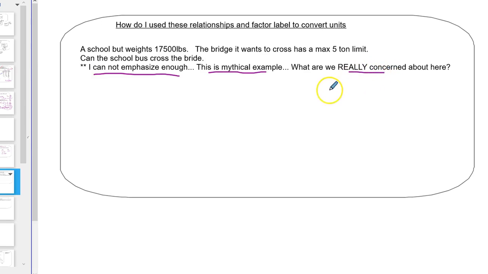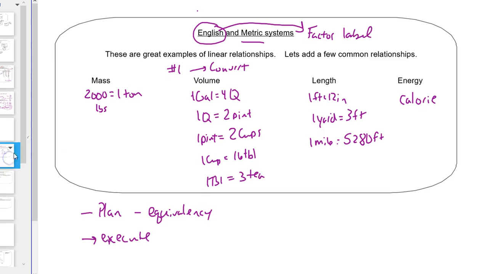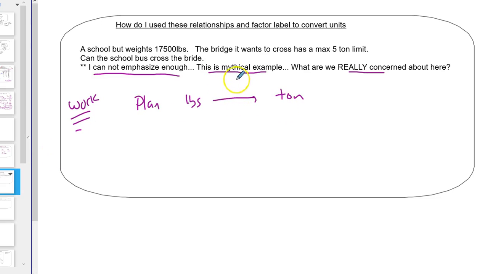In fact, there have been times where we might have a test or a quiz where no answers are allowed, just work. So the work here is what we're really looking for. Alright, so with that being said, let's run it here. We've got 17,500 pounds. I want to get to tons. So here's my plan. The plan can be on paper, it can be quick, it can be easy. I need to find equivalencies to link me from pounds to tons. Now, in this case, I have a direct relationship: 2,000 pounds is 1 ton. So I can go from here to here directly using that equivalency.